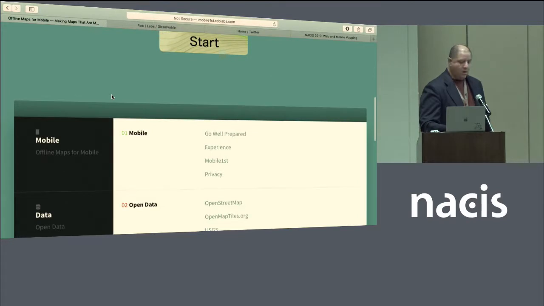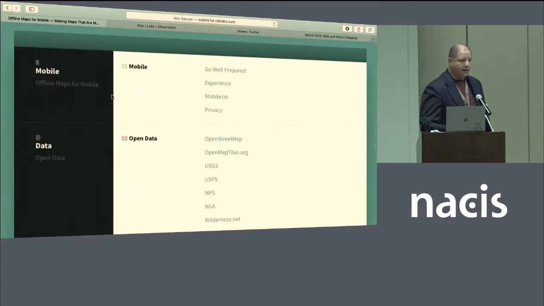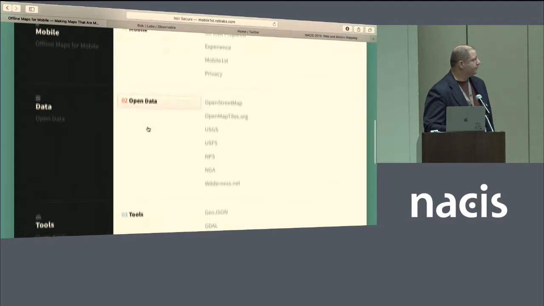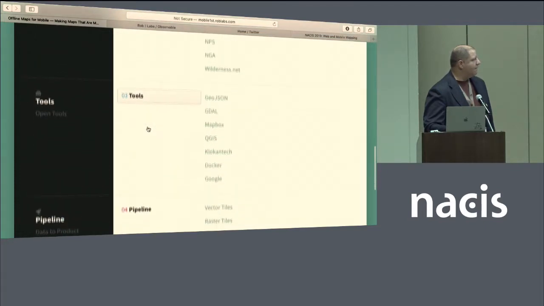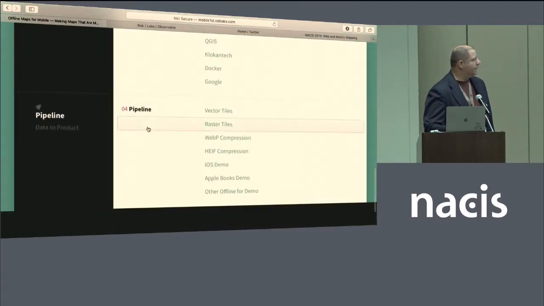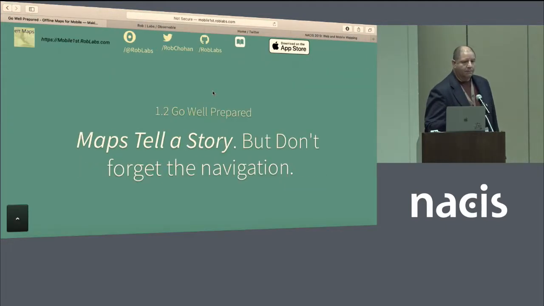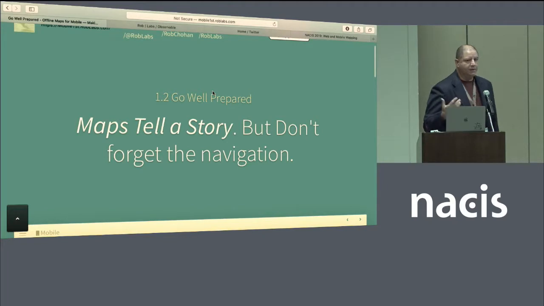So another thing about this talk, I said everything's online. And there are these chapters. We're going to hit mobile, open data. There's the tools, I'll fly by those, but we won't go into depth. And then the pipeline. And the pipeline is where stuff really matters. So when we go out to the backcountry, what we want to do is think about the story you're going to tell when you get back.